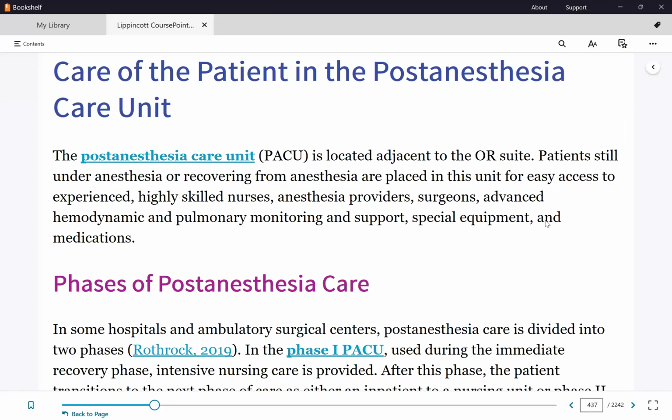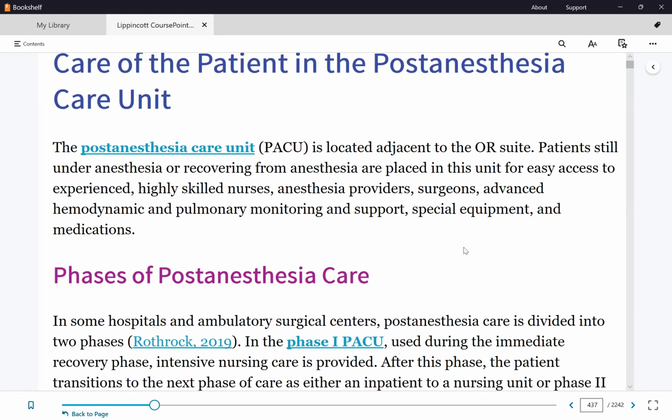The post-op period begins after the last incision is stapled or sutured, and the patient enters the post-anesthesia recovery unit, or PACU.